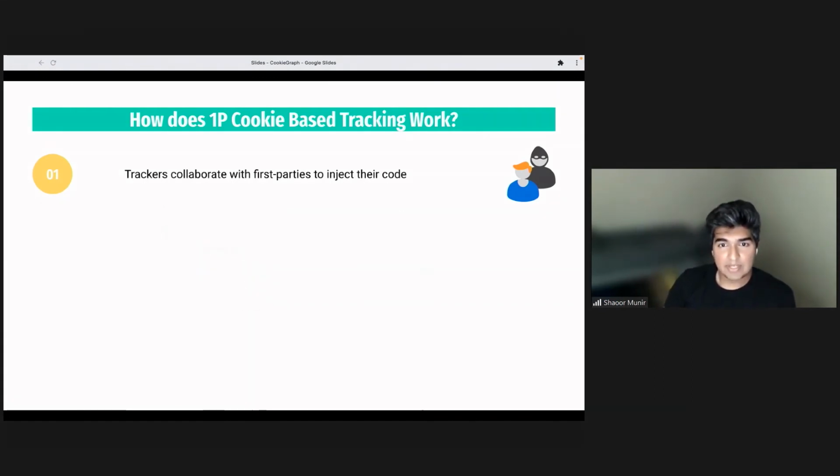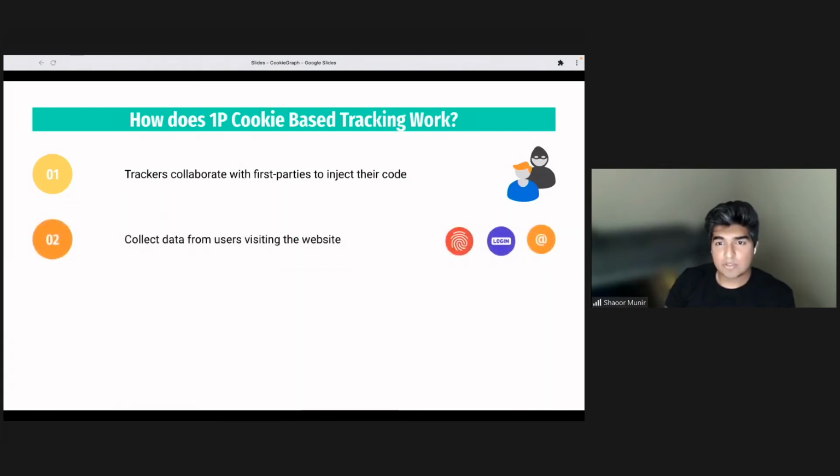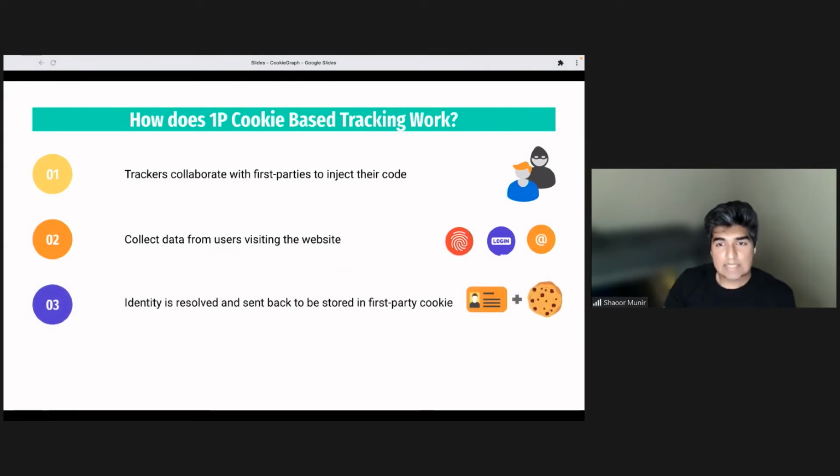Once these trackers are running in a first-party context, they can also collect fingerprintable data from the website, which can include location, IP addresses, operating system, etc., along with some identifiers like names, usernames, email addresses, and phone numbers, and combine that data to determine the user's identity. This identity is stored in a first-party cookie and then later shared with other advertisers and trackers.